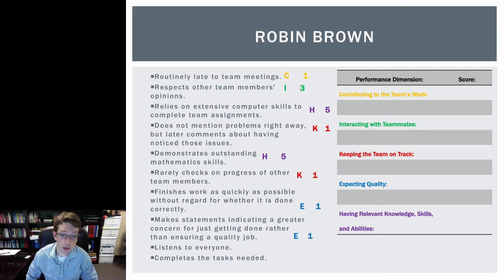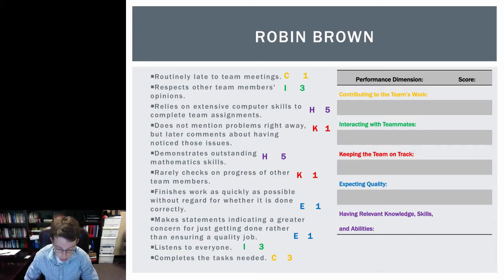And then the next behavior, listens to everyone. Which dimension does this reflect? So this would be interacting with teammates. And then if we think of this in terms of high, medium, or low performance, how would you rate this behavior? This would be moderate level of performance, or 3. And then finally, completes the tasks needed. Which dimension are we talking about? So this would be contributing to the team's work, and it would reflect high, medium, or low performance. So medium performance, or a score of 3.